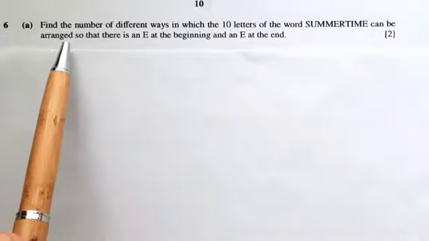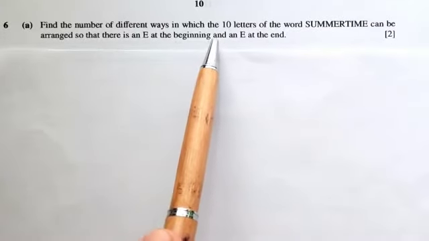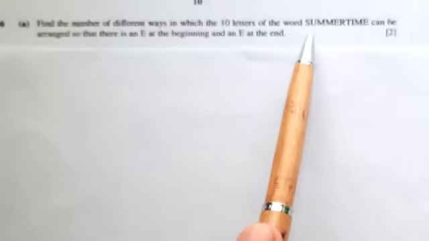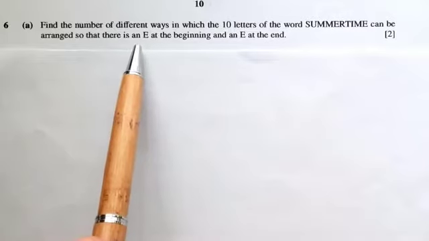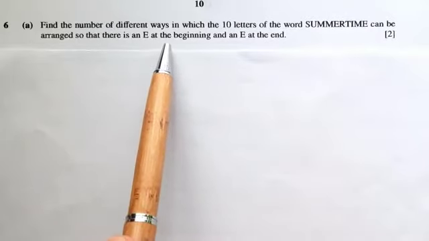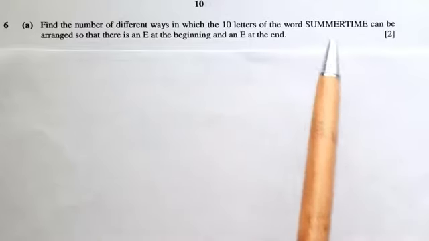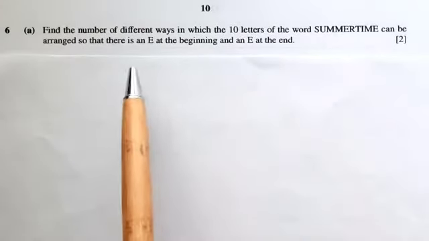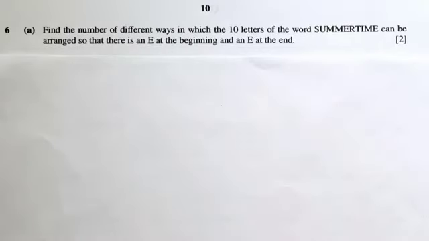Question number 6. Find the number of different ways in which the 10 letters in the word summertime can be arranged so that there is an E at the beginning and an E at the end. The different arrangements of the letters are called permutations.